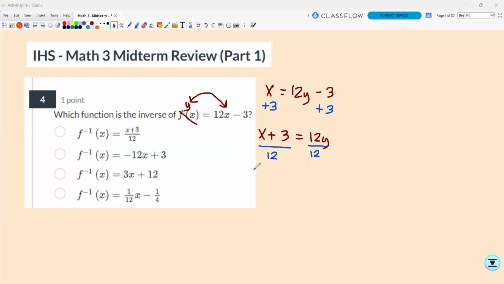And you can write that as either x over 12 plus 3 over 12, or you can leave it as one fraction. The 12s here will cancel out. Remember that that y really is your inverse. So what we call that is f inverse x when we write it as the correct notation. See if you can find the correct answer choice.